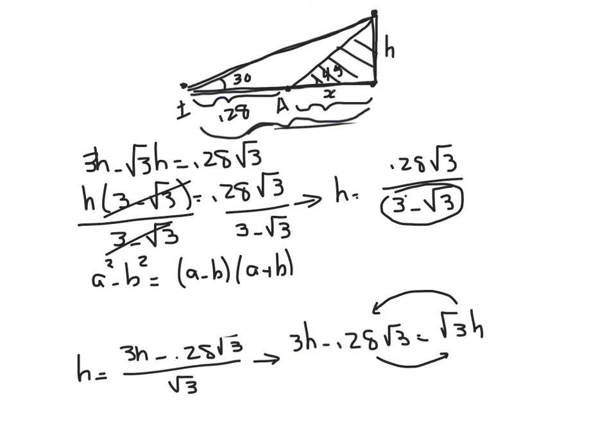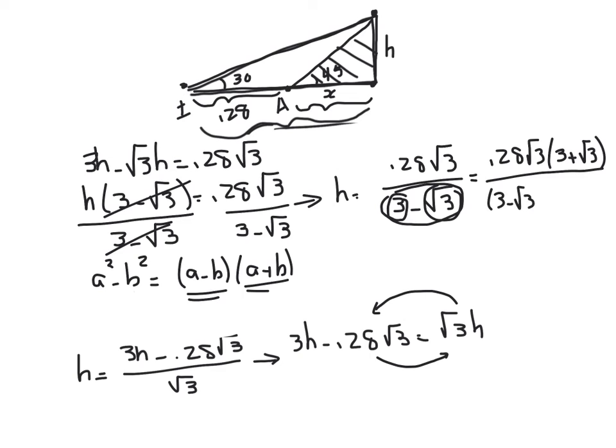If a is 3, if b is square root of 3, then we have a minus b. If I multiply it by a plus b, meaning if I write this one as 0.28 square root of 3, 3 plus square root of 3, and then divided by 3 minus square root of 3, and 3 plus square root of 3, because I multiply by the same bracket, nothing changes. But if you look at the denominator, now I have a minus b. If a is 3, square root of 3 is b. A minus b times a plus b.